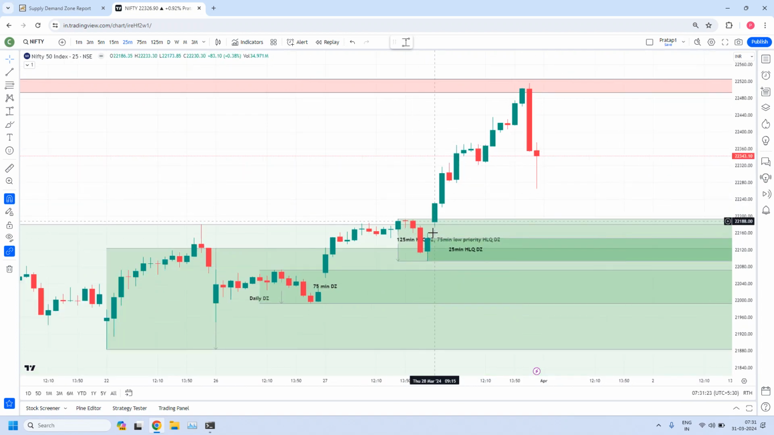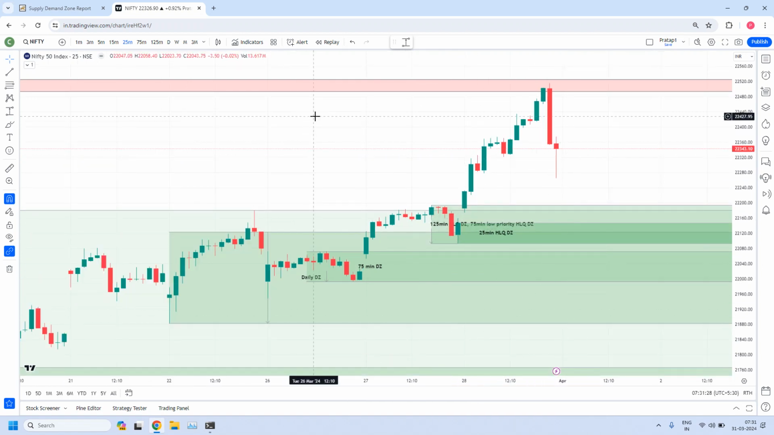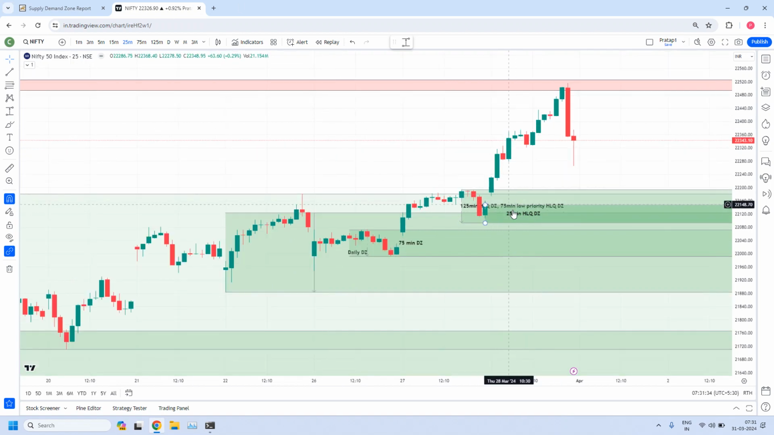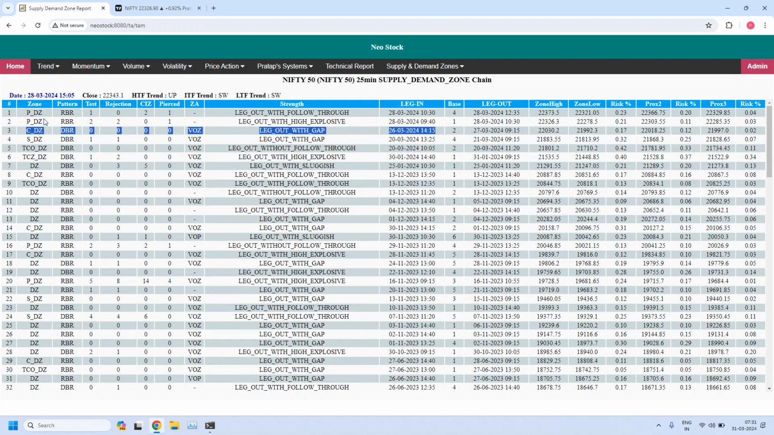And moreover, the pro gap area is here. You should not forget there is a pro gap. Okay, fine. Now 25 minutes. This is the only high liquidity. Remaining here, rally, base, rally, all these things are there. You can ignore this. Moreover, it is pierced also. You need not worry. Both are pierced zones. And below you have another high liquidity demand zone tested once.